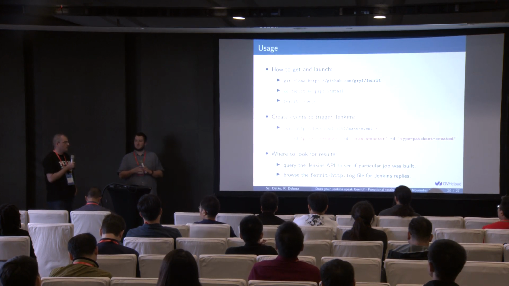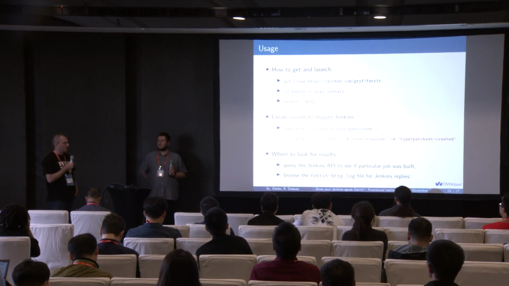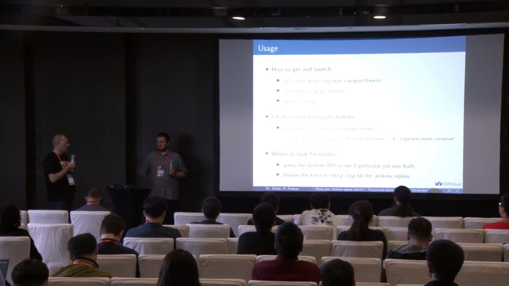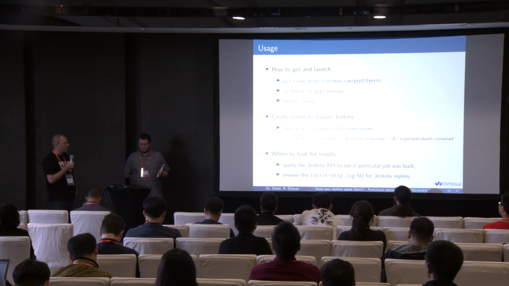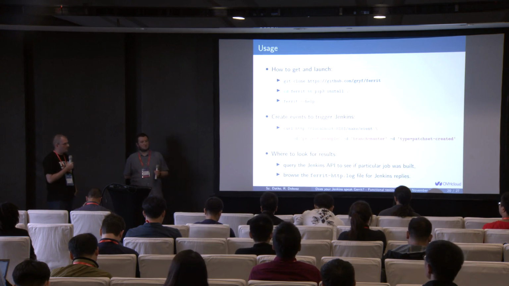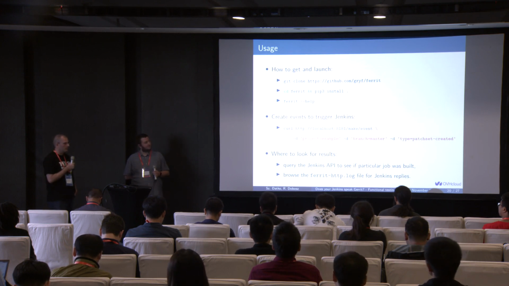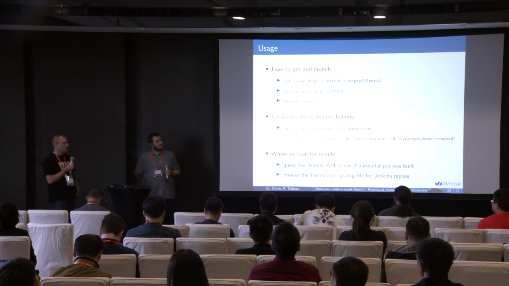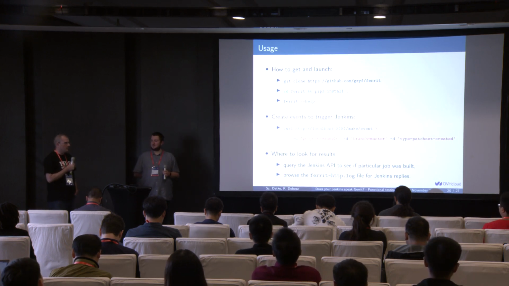So where to look for the results? Currently we are using a log file for grabbing the response from Jenkins. So when you make the curl to this server, all of the responses will go to the logs. So you can just see what's in there or parse them or whatever.